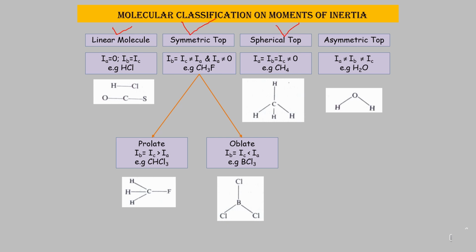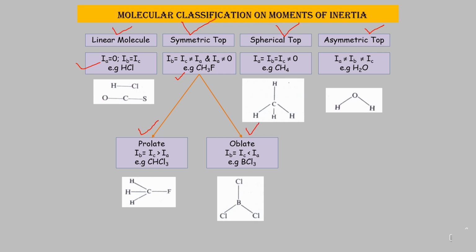In a linear molecule, if we rotate it around three axes, it is evident that IB and IC are the same and IA is very small. That's why we consider IA approximately equal to 0. Example is HCl. In a symmetric top molecule, IB equals IC but IA is not equal to 0. Thus, two subclasses are generated. For one, IB equals IC, which is greater than IA, known as prolate symmetric top, and for the other, IB equals IC but less than IA, known as oblate symmetric top.